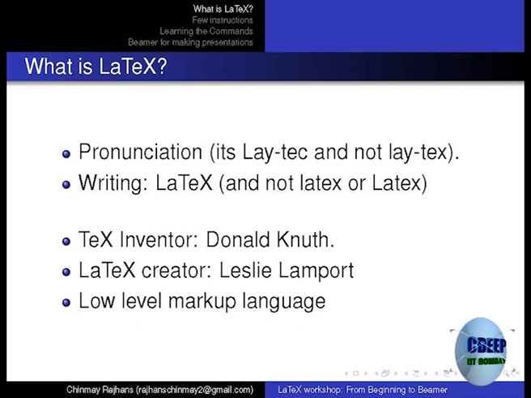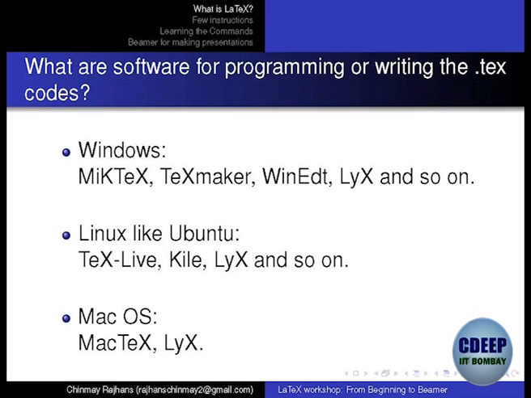The inventor of TeX is Donald Knuth, and it was later modified by a lady called Leslie Lamport, the LaTeX creator. It's a low-level markup language like HTML. These are the ones which are called backend softwares. All the left-hand side first names are backend softwares. All the others are front-end GUIs. If you don't have any of these backend softwares installed, none of the front-end GUIs work. All of these front-end GUIs use this backend software for compilation.